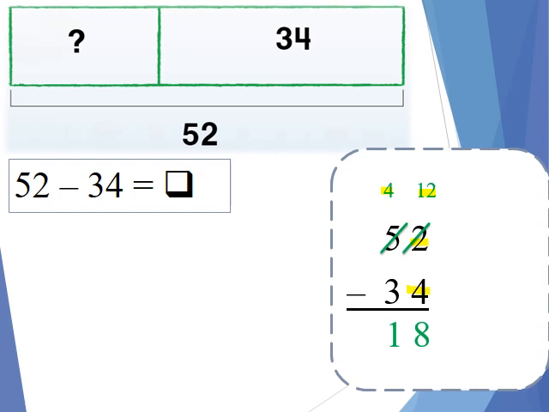So the difference is 18. 52 minus 34 equals 18. We can complete the number sentence and the bar model. So the part we didn't know is 18. Now we know that Franco gave Courtney 18 crayons.